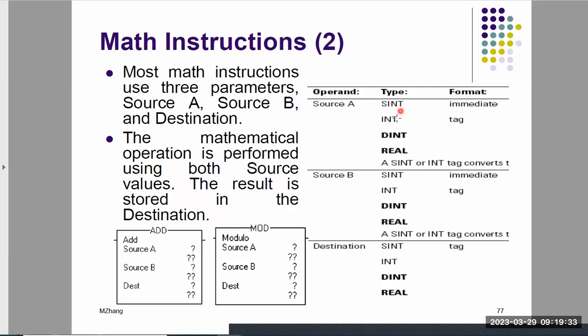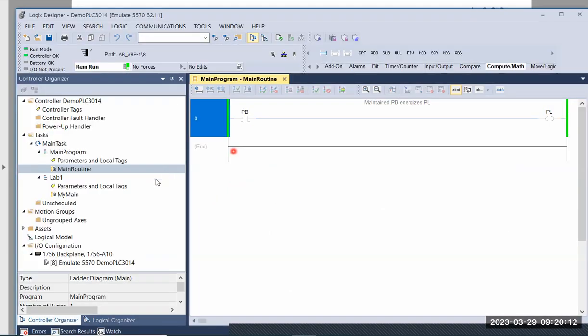And if you look at the right-hand side, the type is the same as we talked about with all 3 of them. And the format we talked about a little bit with the move instruction. You could have numbers, called immediate, or you could have a tag, which means a name. For those 2 formats, you can use both of them with source A and source B. But with destination, you can only have one choice: tag. I can show you that.